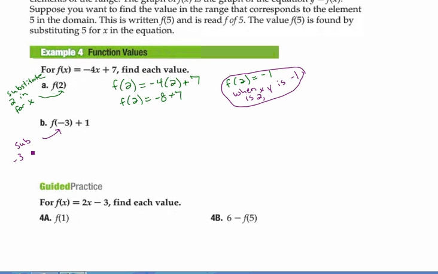So they are saying sub negative 3 in for x. I'm going to say negative 4 times the negative 3 plus 7. Then I have to add in this plus 1. So here we go. Negative 4 times negative 3 is a positive 12 plus 7. So there's my actual function. Then they said go ahead and add 1 to that. Okay, we have 19 plus 1. The value of this is 20. Getting used to what this means, just subbing negative 3 in for x.